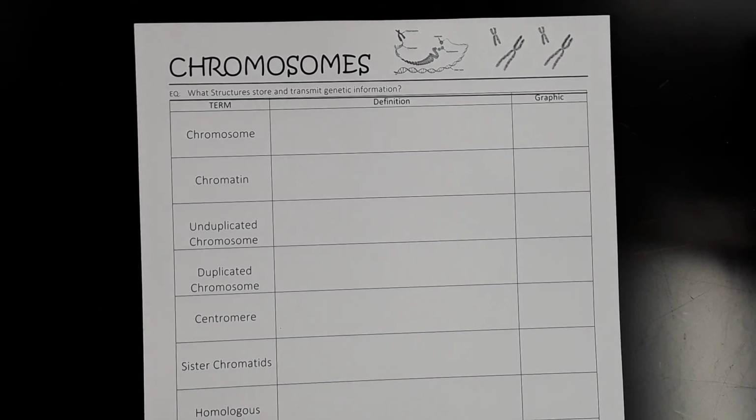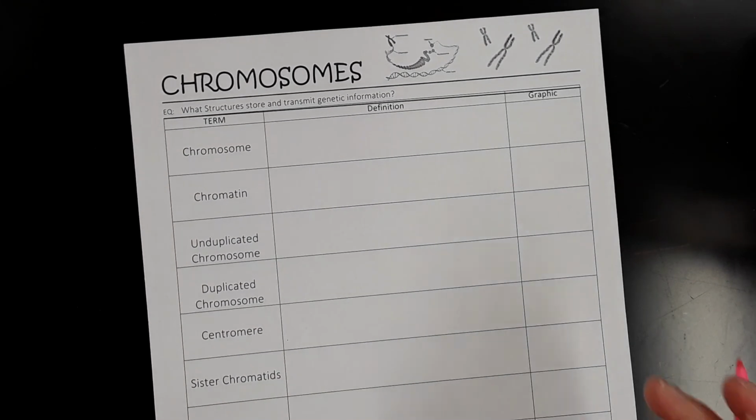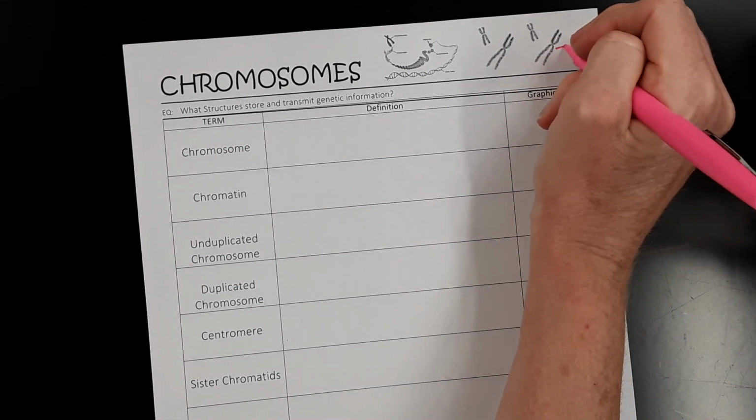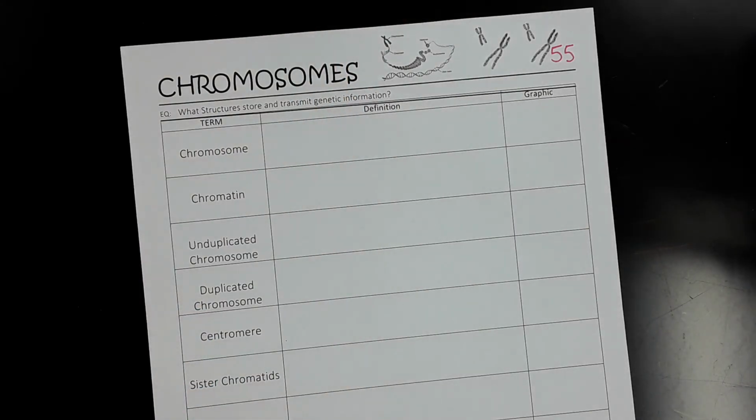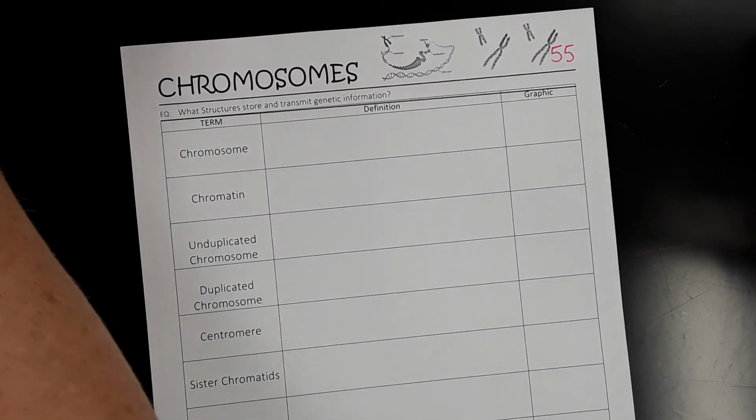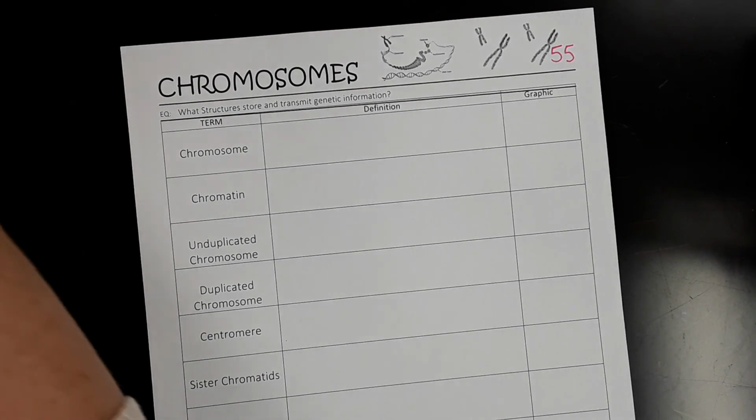reproduce to make offspring. So for your chromosome notes, these are going to go in your notebooks on page 55. And we're just going to go over these basic terms for chromosomes. So these are all terms that mean chromosomes, structures that are containing DNA, but they mean the chromosome in different formats, kind of, okay?